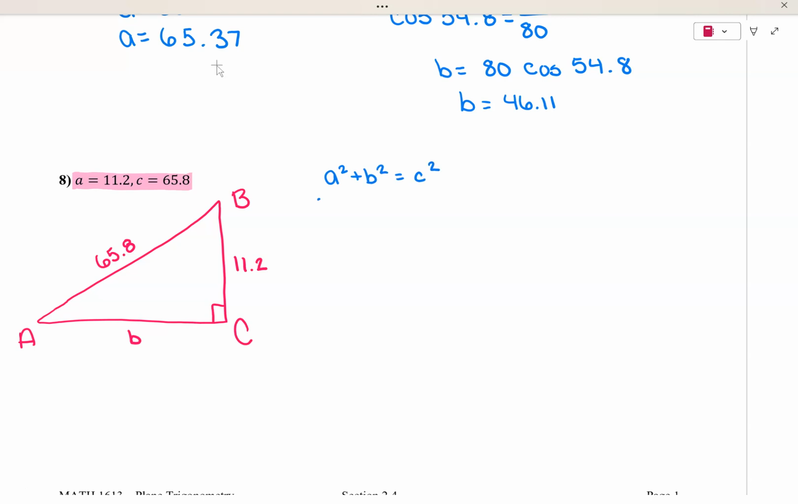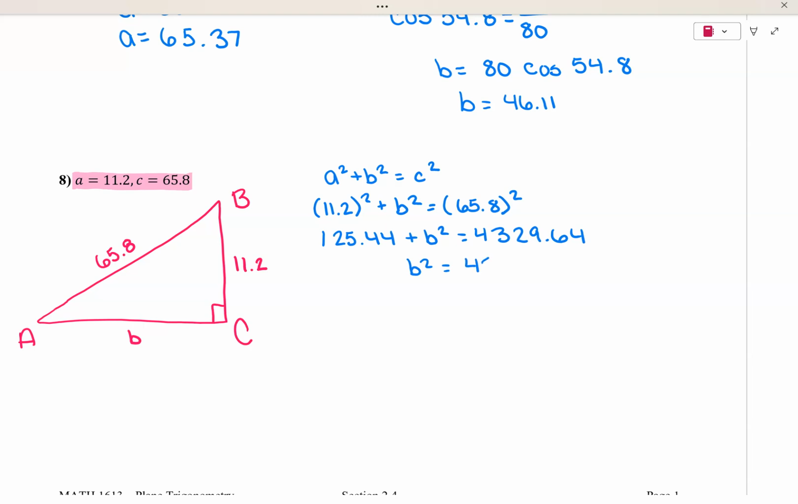So I'm going to have 11.2 squared plus b squared equals 65.8 squared. So this becomes 125.44 plus b squared equals 4329.64. Subtract, we get 4204.2. And then when we square root both sides, we get 64.84. So b right here would be 64.84.